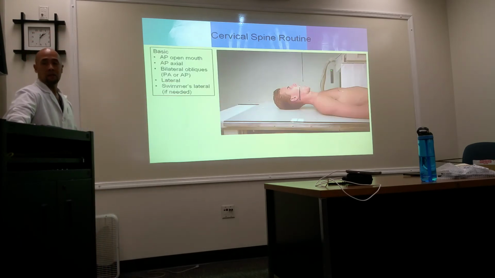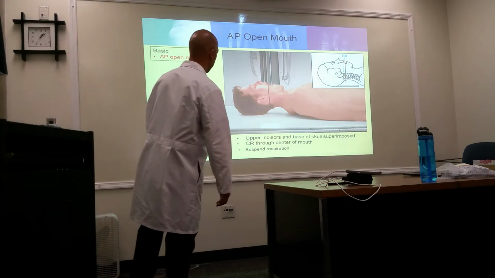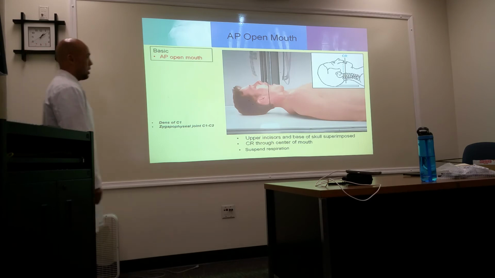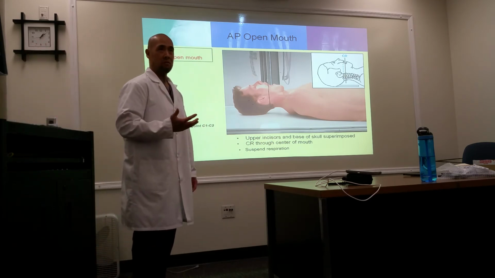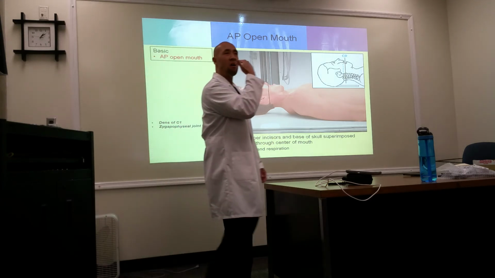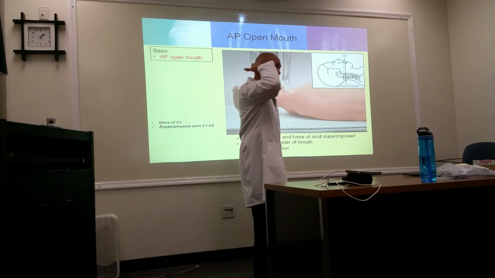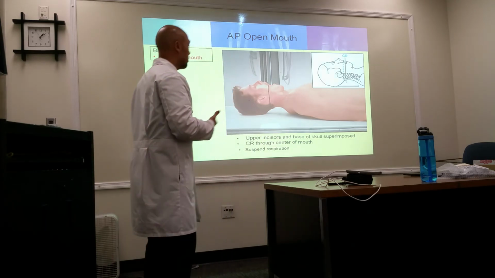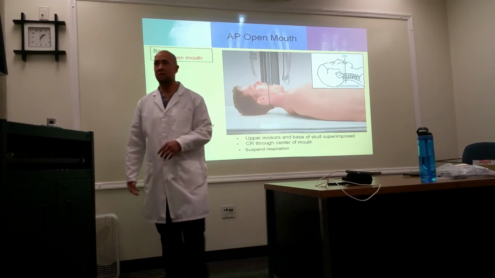All right. So let's go ahead and do the routine C-spine. First one here is an open mouth. So in an open mouth, you want to position the head while the mouth is open. Because the attempt is we're trying to line up the bottom of your upper teeth, the bottom of your incisors, to the base of your skull. This is known as the occlusal plane. So the occlusal plane is we're trying to get it perpendicular with the image receptor.